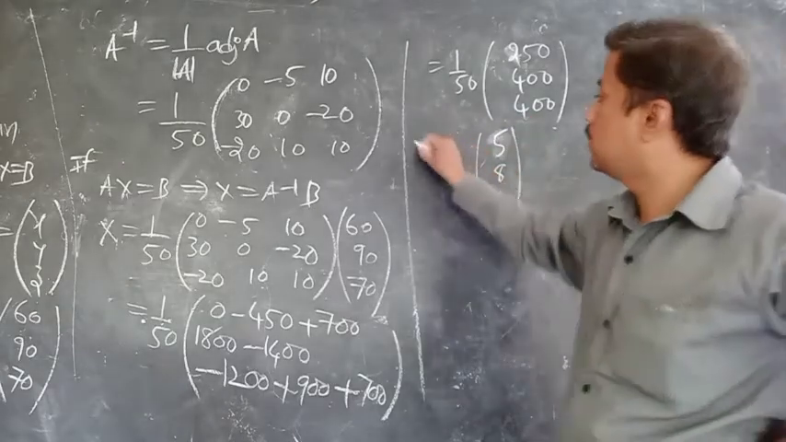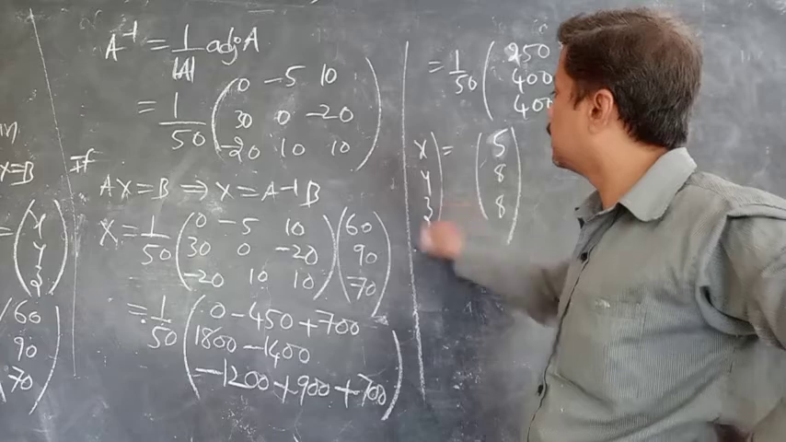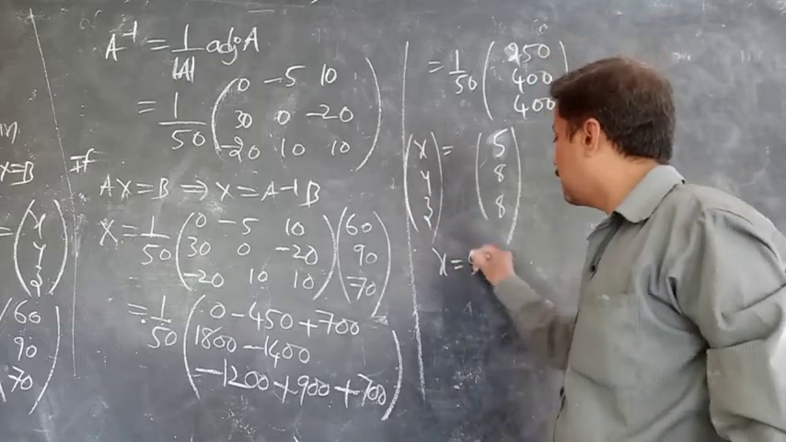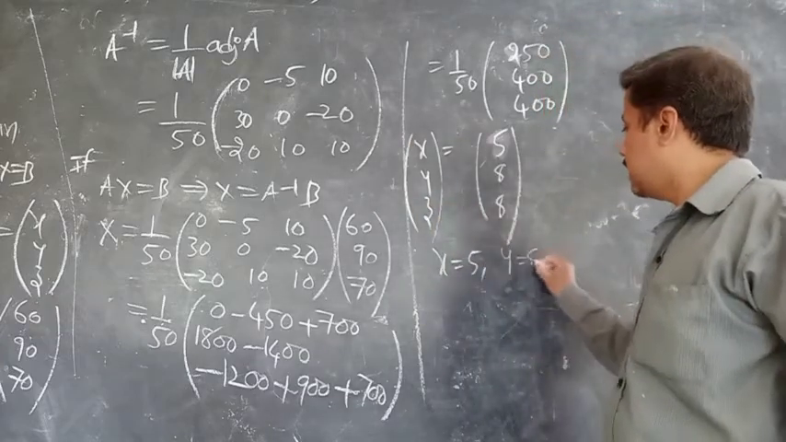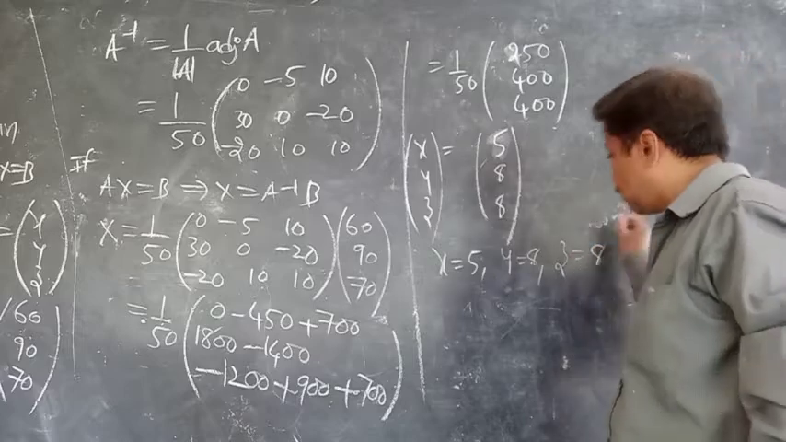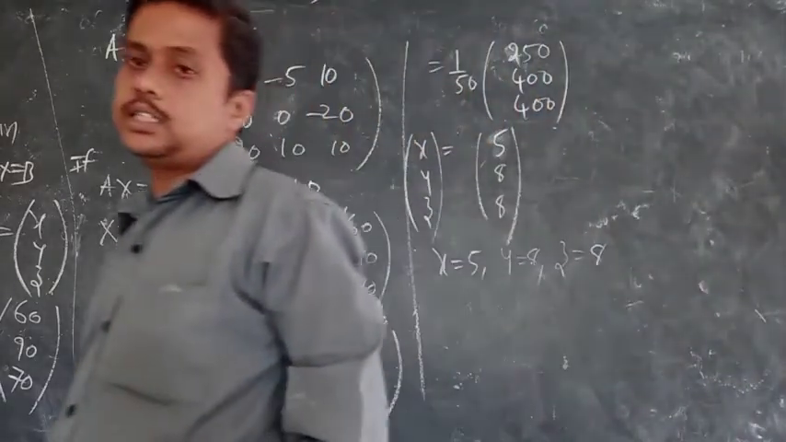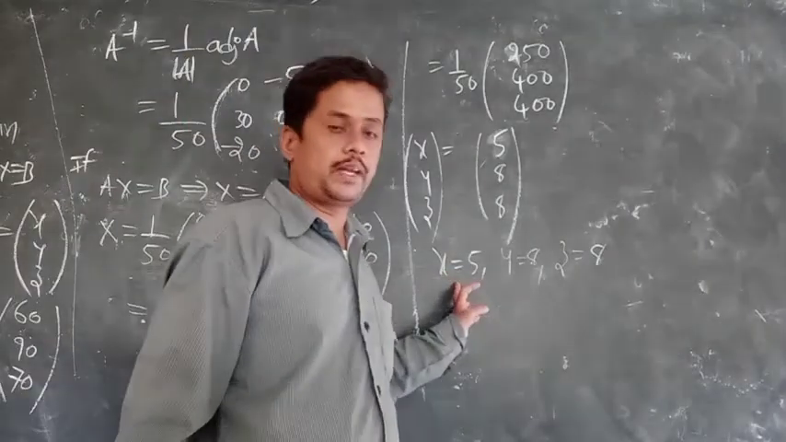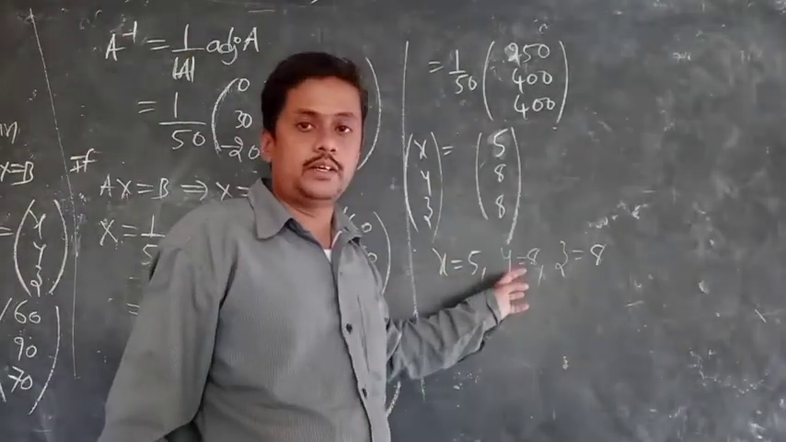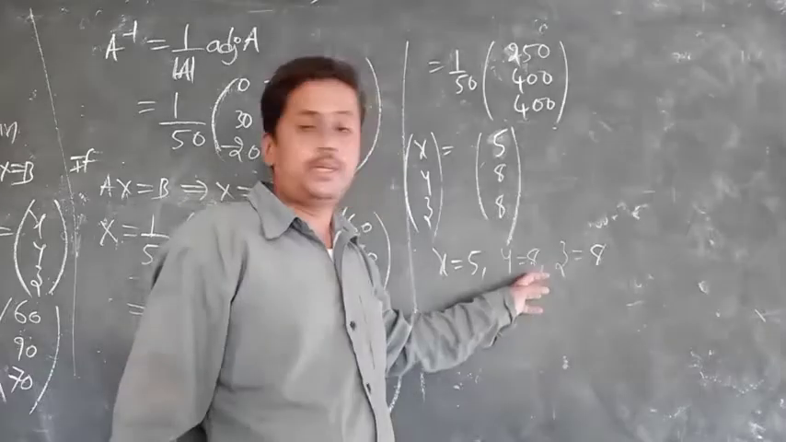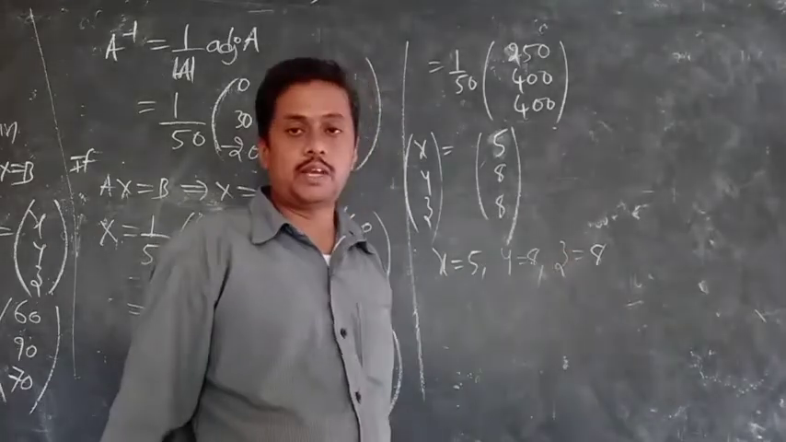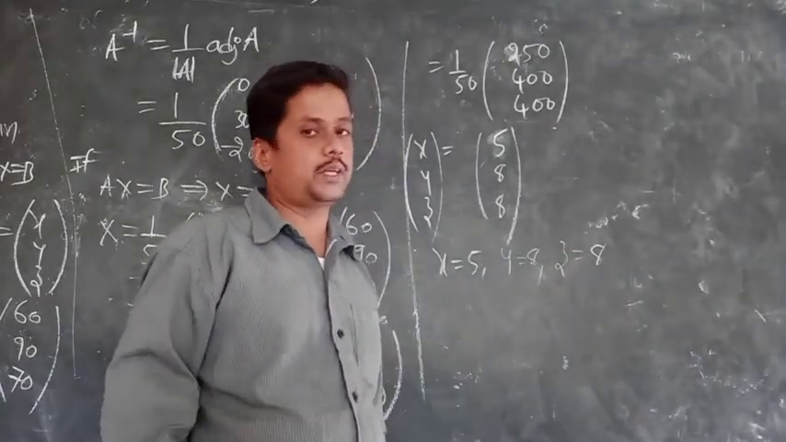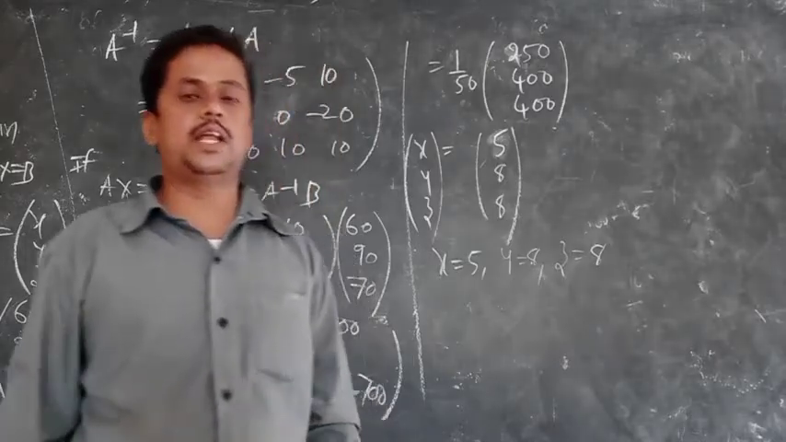So therefore x y z matrix, X matrix. So therefore x is equals to what? 5. Y is equals to what? 8. Z is equals to 8. So therefore the cost of the onion x is equals to 5 rupees per kg. Cost of the wheat, okay, 8 rupees per kg. Cost of the rice per kg, 8 rupees per kg. Okay, so like that you have to calculate.